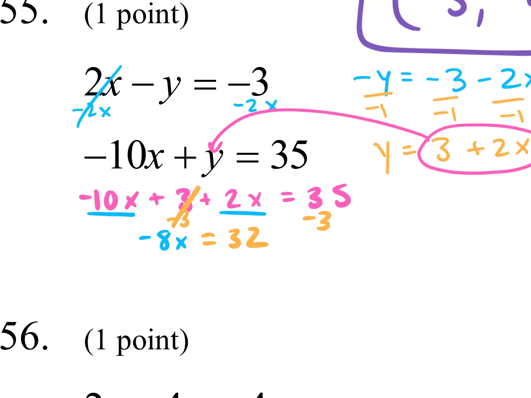How do you know? What do I do? Because we divide by negative 8. Awesome. Divide both sides by negative 8 to get that to cancel out. So x is equal to negative 4. Now this is just x.